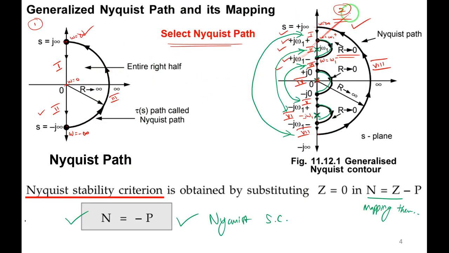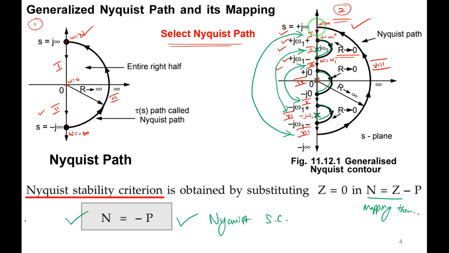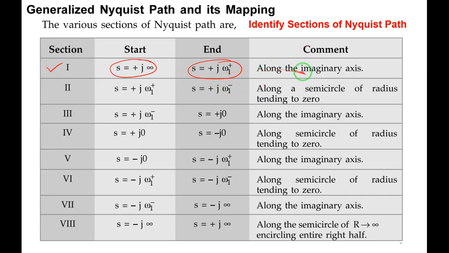I told you about this figure 2. How many sections are there? I told section 1, section 2, till section 8. The same thing has been listed in this diagram. Section 1: the starting point is s equal to plus j infinity and the ending point is plus j omega 1 plus. I already told you. Here plus j infinity, here plus j omega 1 plus. The same thing has been listed. Similarly, section 2 till section 8, they have listed all these. So identifying the sections of the Nyquist path is over. Selection of the Nyquist path first, and after selecting it, identifying the sections of the Nyquist path is also over.